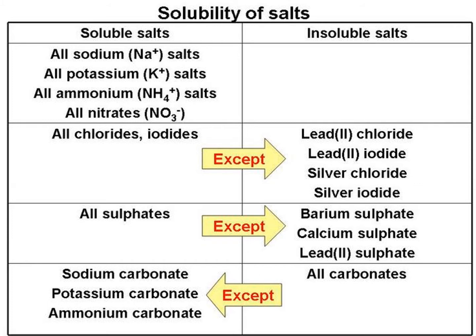Look at this table: all sodium salts, potassium salts, ammonium salts and all nitrates are soluble. All chlorides and iodides are soluble except lead-2 chloride, lead-2 iodide, silver chloride and silver iodide. All sulfates are soluble except barium sulfate, calcium sulfate and lead-2 sulfate. When talking about carbonates, sodium carbonate, potassium carbonate and ammonium carbonate are soluble, except the other carbonates. By knowing these facts, you can easily state whether a salt is soluble or insoluble.